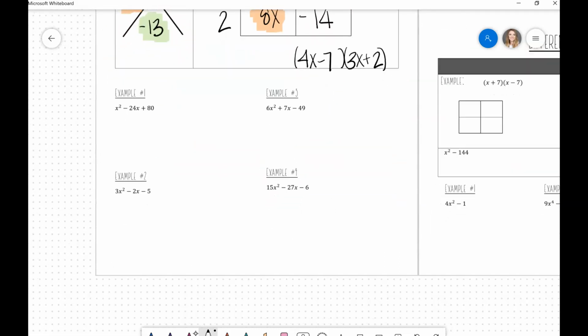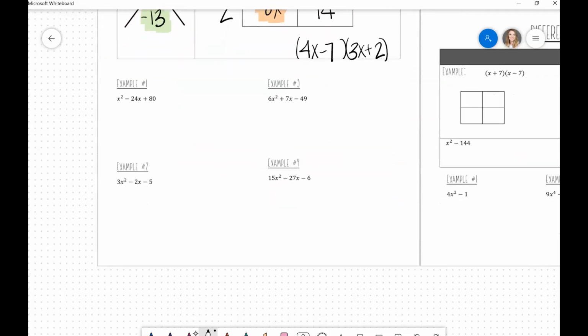Okay, so for our examples, the first one, I probably wouldn't use the diamond box method because this is a 1. So you could just hop right into trial and error here. I know I need an x and an x to get x squared. I want to multiply to get 80, but add or subtract to get me to 24. 20 and 4 I know multiply to 80, but since I want negative 24, I need to make both of them negative.